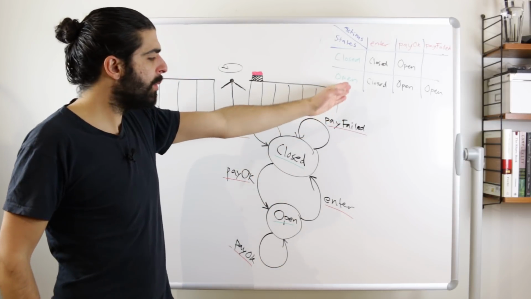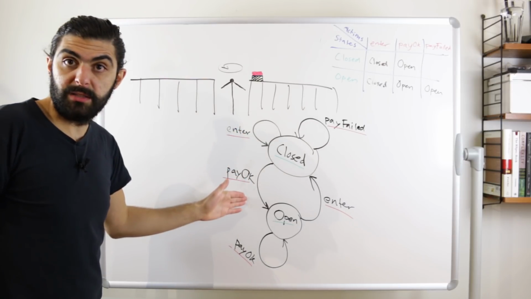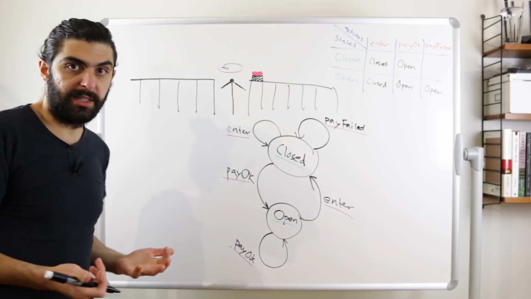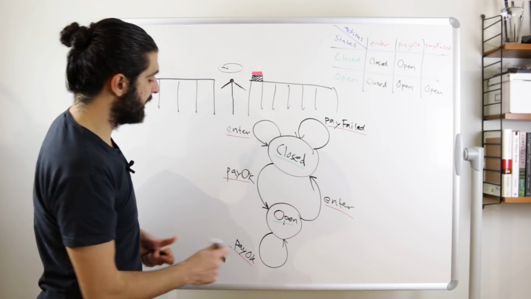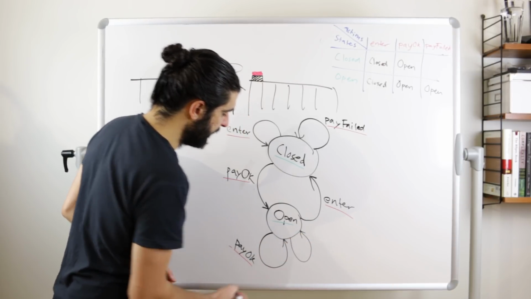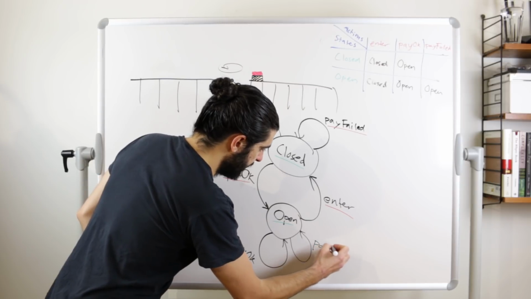Inevitably, the only way to get to open is if we have received an okay payment. So there is a payment and nobody has used up that payment yet. And now that we added this pay failed, we of course need to draw this arrow as well. So let's add another arrow here. This left one is pay okay, and this right one will now be pay failed.